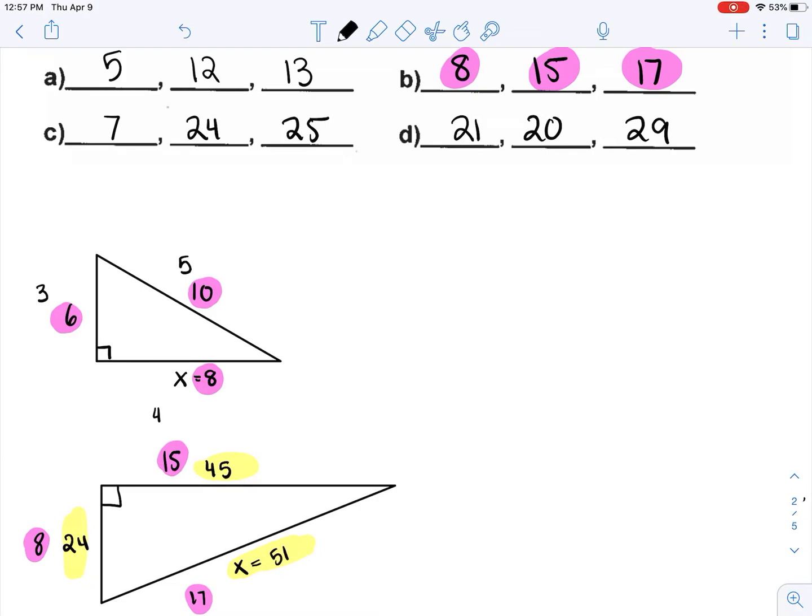Pythagorean triples are shortcuts, and they save you from having to use a squared plus b squared equals c squared for every problem. If you memorize them and recognize them, they're going to help you get to solutions super quickly.